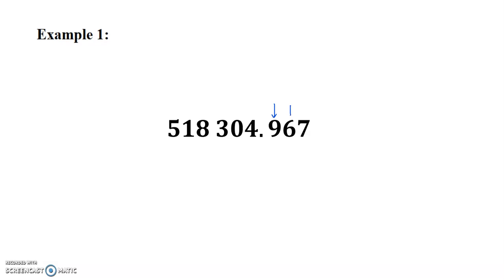So reading decimals takes a little bit of time to get used to, because what you have to do is you have to memorize the place values. You can use your chart, but you have to go through and say to yourself, where am I at? Tenths, hundredths, thousandths. I'm ending up in the thousandths place. And you also need to remember that and means the decimal. And you also need to remember how to read the whole number side. So there's a lot to know in just a number like this. 518,304 and 967 thousandths.